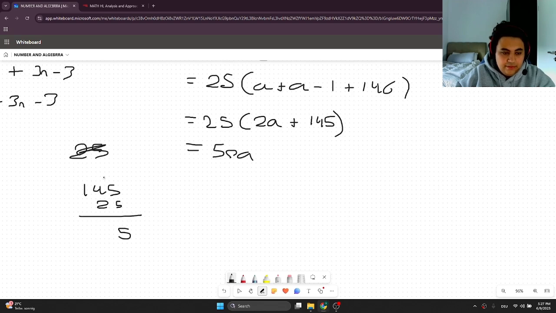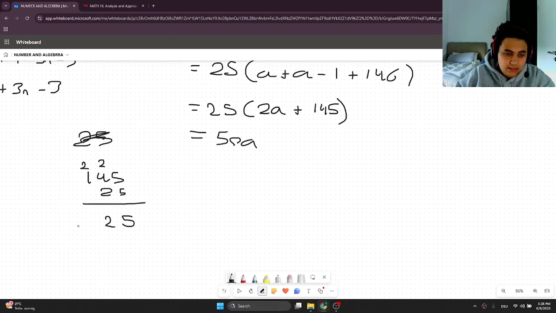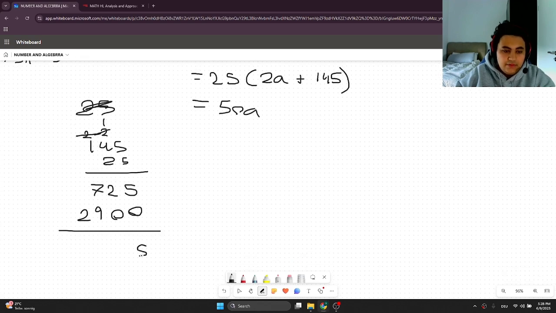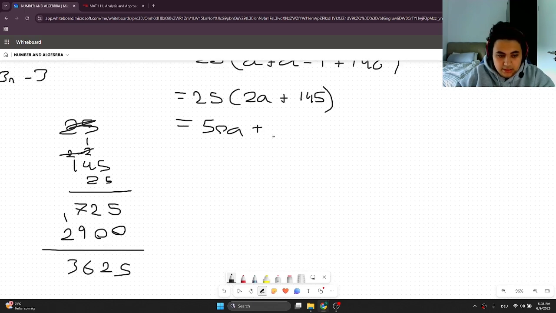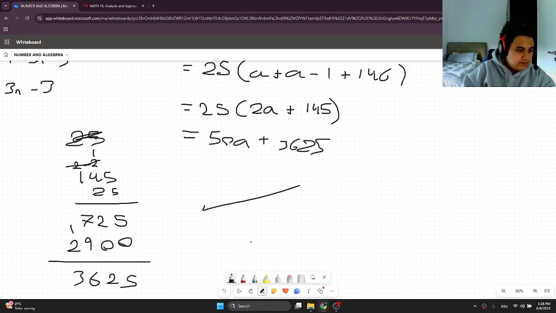5 times 5 is 25. 5 times 4 is 20, that's 22. 5 times 1 is 5 plus 2 is 7. Then you have 0. 2 times 5 is 10. 2 times 4 is 8 plus 1 is 9. 2 times 1 is 2. Then you're going to have 5, 2, 9, and 7. That's 16, 3. So 3,625. So 50a plus 3,625, and that is the correct answer as well. Okay, let's move on to the next question then.